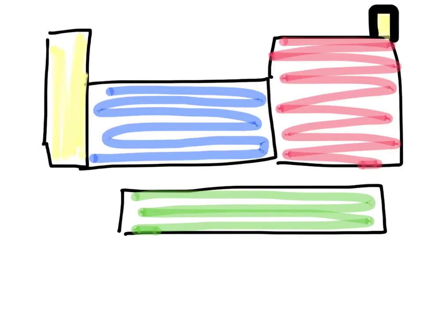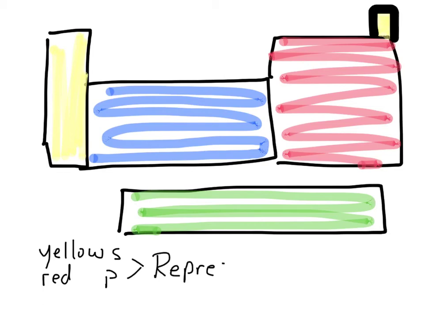Okay, we have the yellow area, which is the s. And the red area, which represents the P. Both of these are what are known as representative elements. These are the ones that make up our Lewis dot, our valence electrons. They're the ones that are going to react when we combine with other elements.